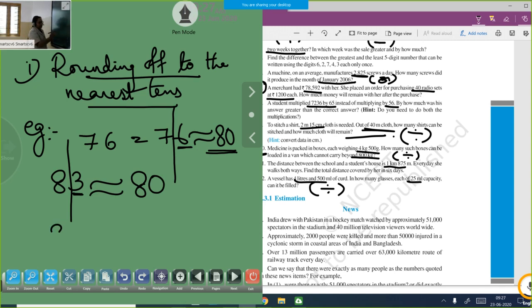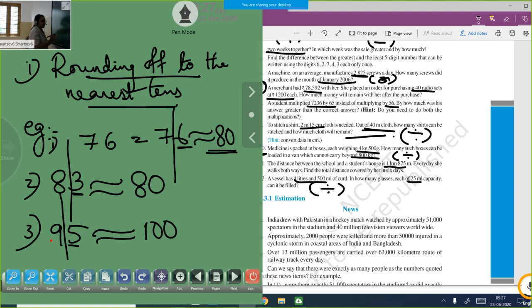If it is 95, write the example same like this. 95, see the ones place is 5. What did the teacher say? If the ones digit is 5 or more than 5, then the tens place changes. So this ones place is 5, the tens place is changing. The tens place 9 becomes 10, the next number, and the ones place is 0. So 95 becomes 100.